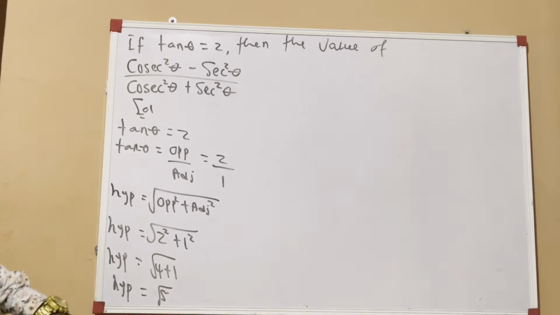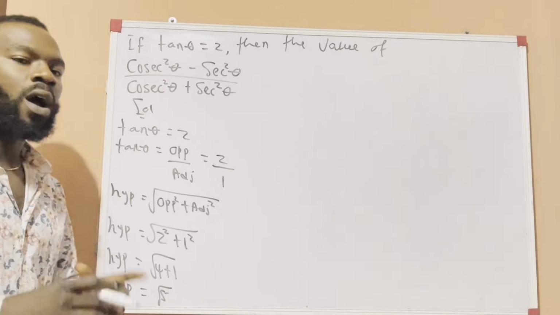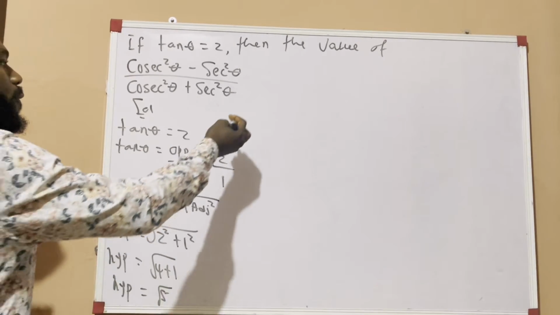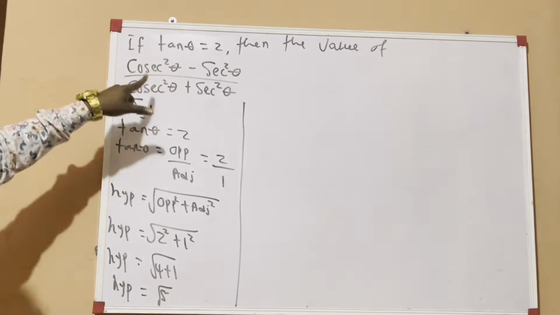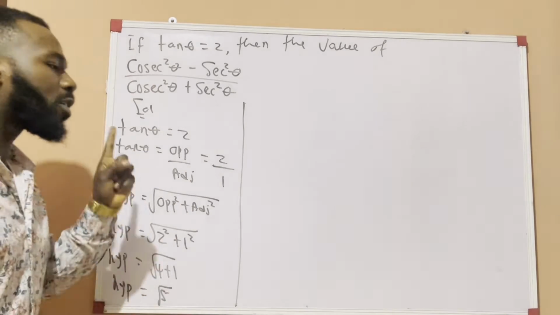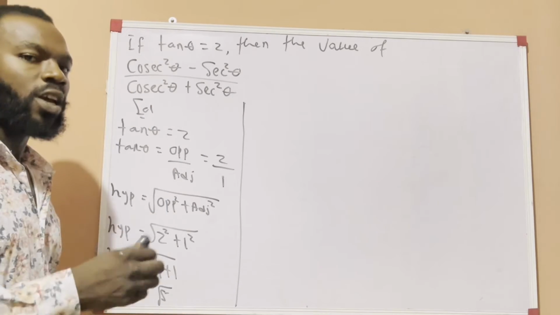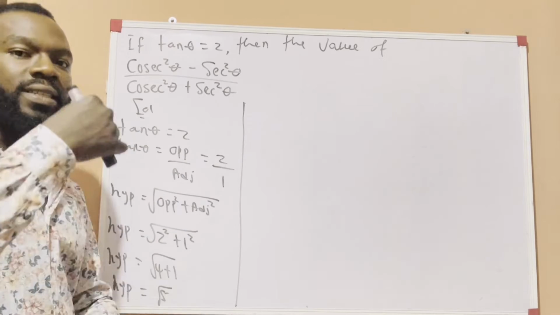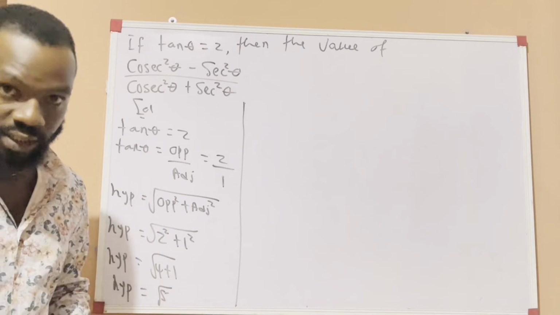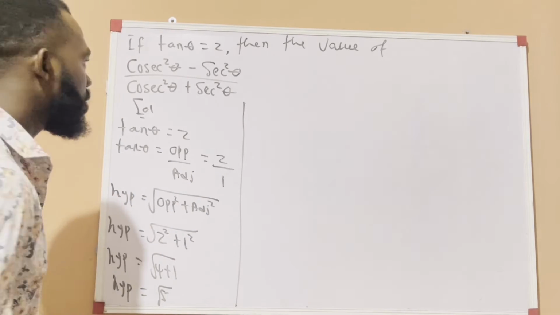Okay, now that we know our hypotenuse, we know the opposite, and we know our adjacent, we can now solve the question. Good. The first thing we have here is cosec, and we said from the beginning of the class that cosec is the inverse of sine. So the best way for us to get cosec is for us to get sine. After we get sine, when we reciprocate, we get the inverse, which is cosec. Now let us solve for sine theta.